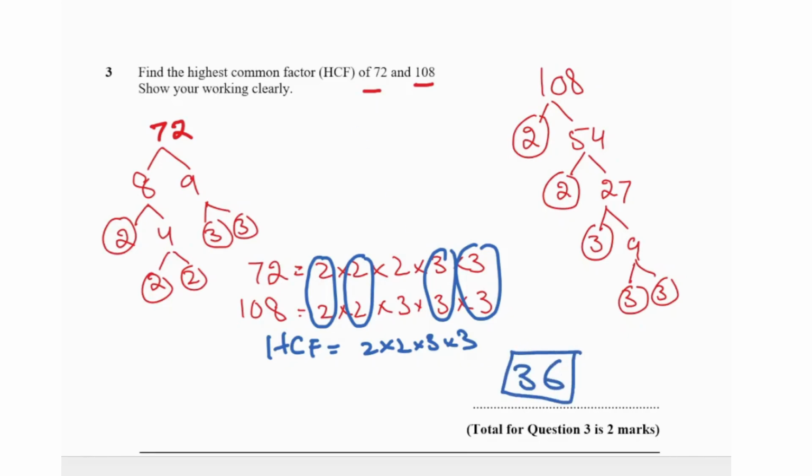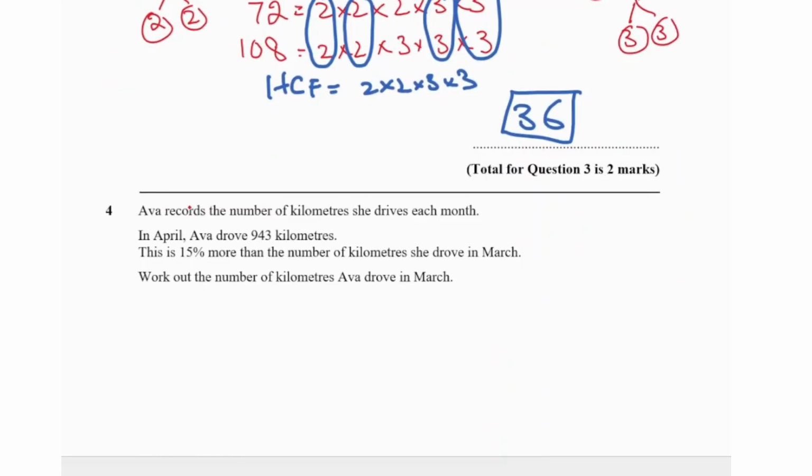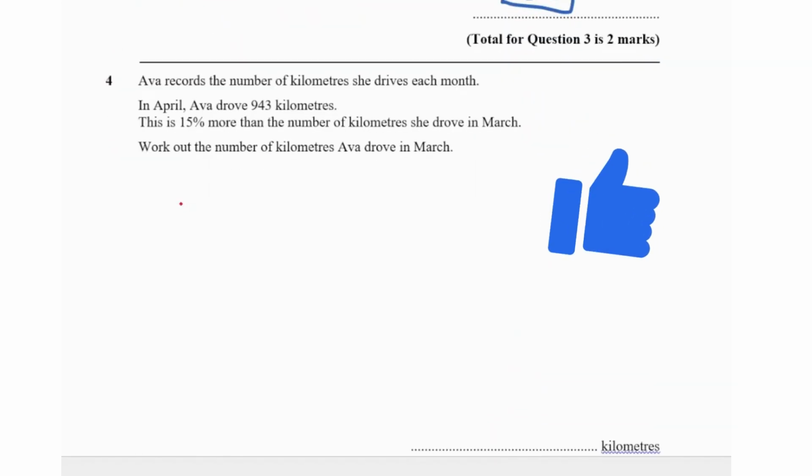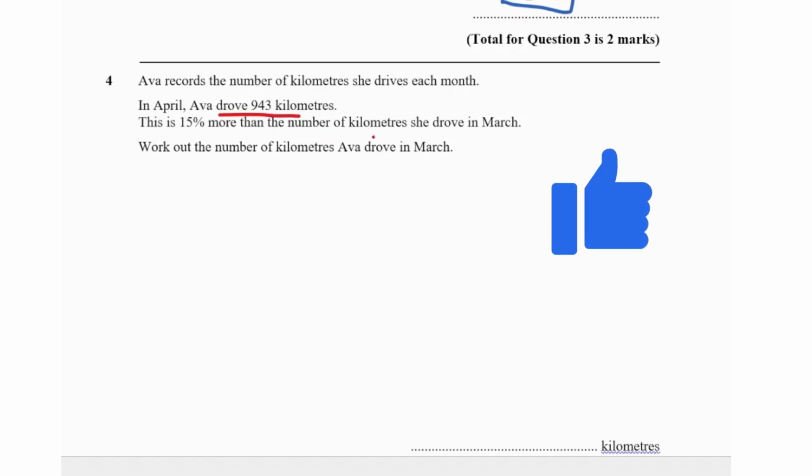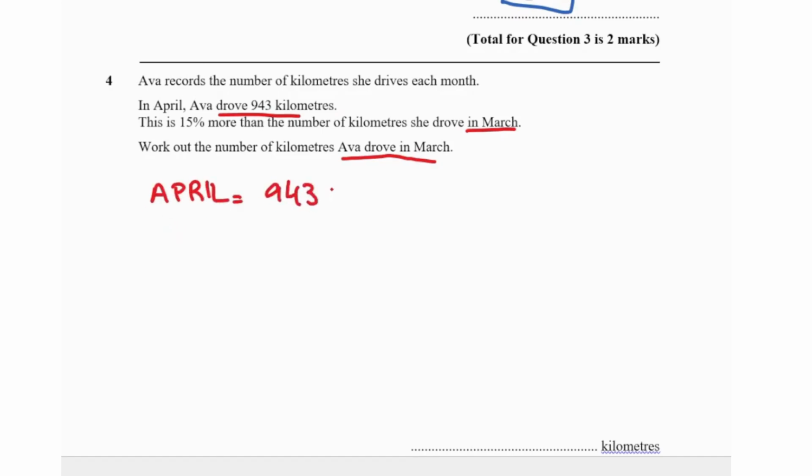Okay. Now we're going to carry on with question number 4. Question number 4 says, Eva records the number of kilometers she drives each month. In April, Eva drove 943 kilometers. This is 15% more than the number of kilometers she drove in March. Work out the number of kilometers Eva drove in March. So we're talking about March. April, we know, is 943 kilometers, and we're looking for March. So this is less than 15%.